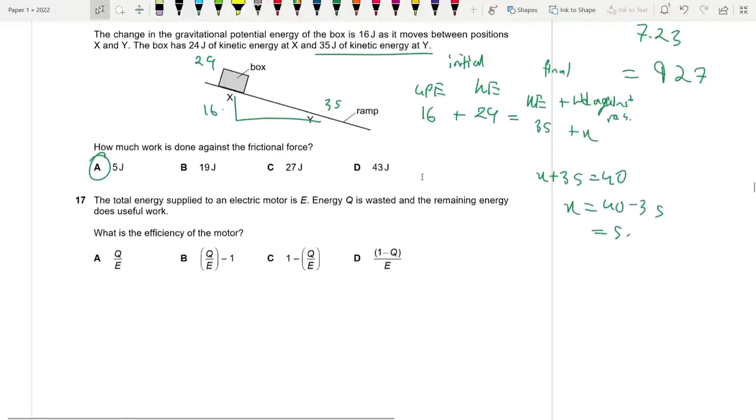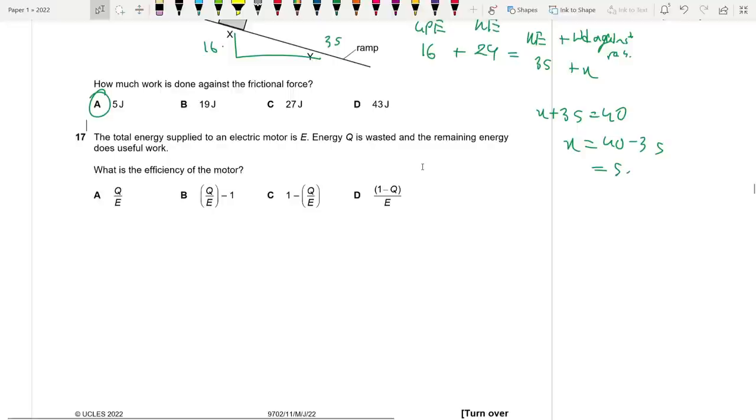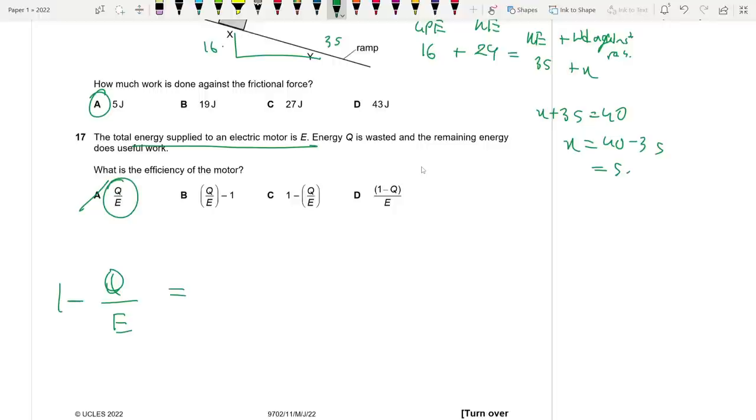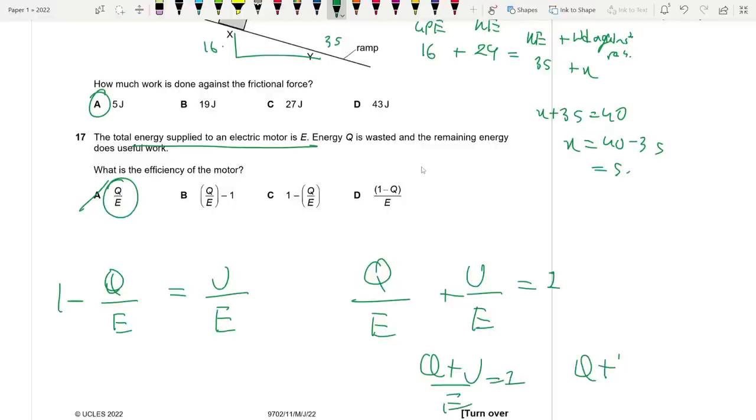17. The total energy supplied to an electric motor is E. Energy Q is wasted and the remaining energy does useful work. What is the efficiency of the motor? Efficiency is useful by total energy. Total energy supplied is E. It can't be A, because A is wasted by total, so that doesn't make sense. But if you subtract the wasted by total energy from 1, you get the useful energy by total energy, because wasted by total plus useful by total is equal to 1. If you do the LCM, Q plus U by E is equal to 1, or Q plus U is equal to E. That is how we got this. So it's actually C, 17C.